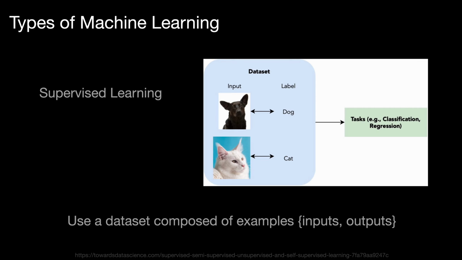You will also hear very often in types of machine learning about supervised learning. Supervised learning uses a data set composed of examples, inputs and outputs. Just like, for example, here we have a picture of a dog and the label dog, a picture of a cat and the name cat. And then we can learn some kind of classification, for example, based on this data set. This is supervised learning.